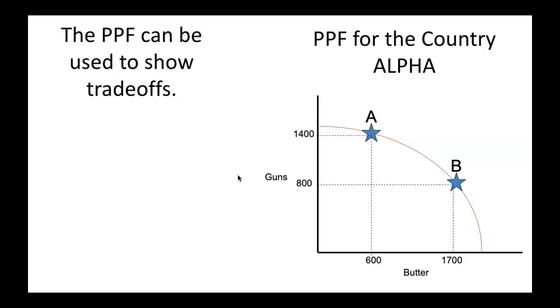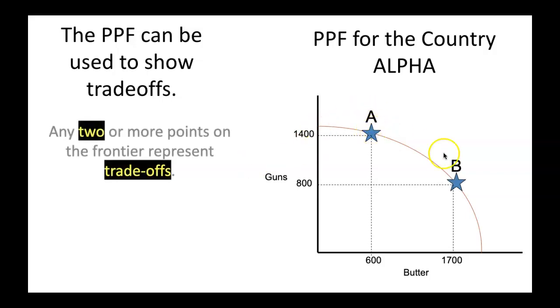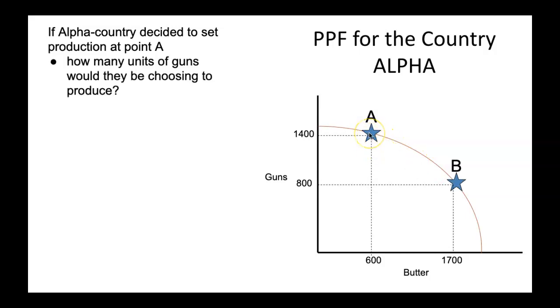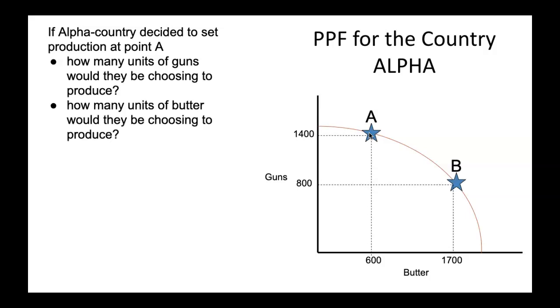So the PPF can be used to show trade-offs. Any 2 or more points on the frontier represent trade-offs. If Alpha country decided to set production point at point A, how many units of guns would they be choosing to produce? How many units of butter would they be choosing to produce?